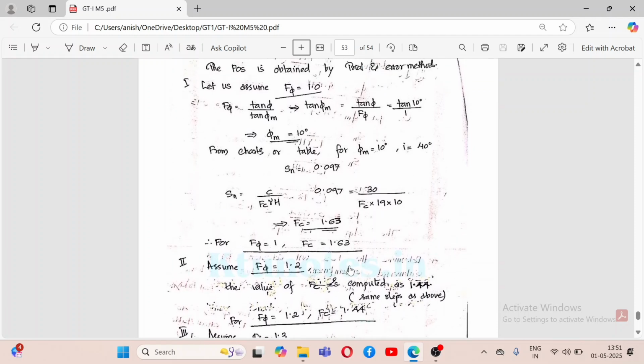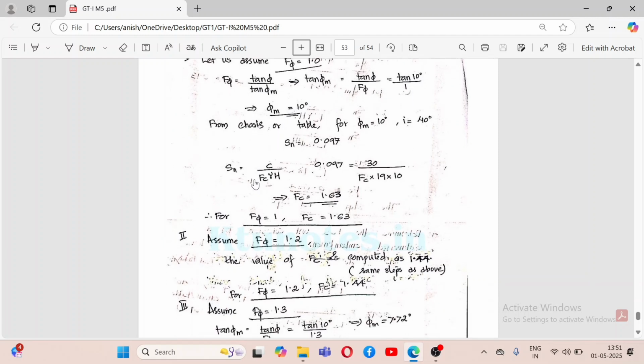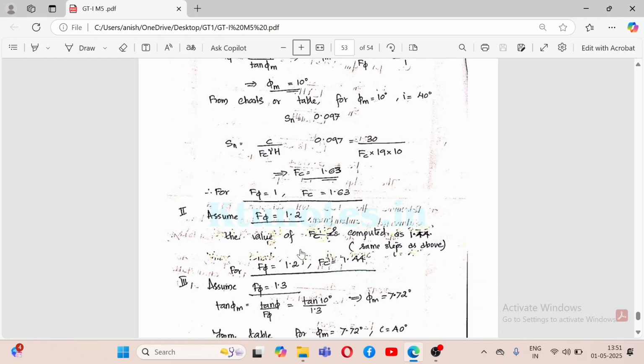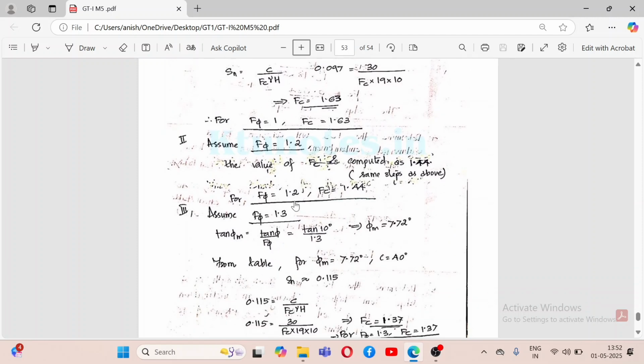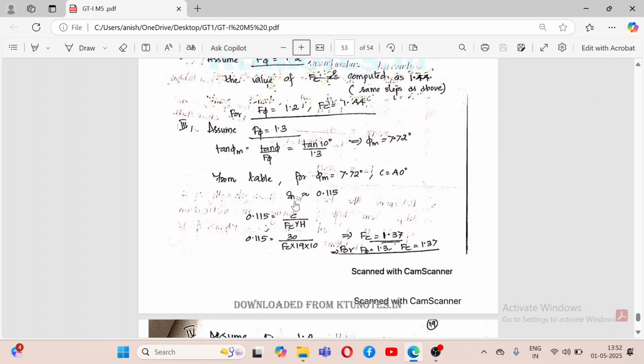Similarly, you assume Fphi as 1.2. Same method: Fphi is equal to tan phi divided by tan phi m. You substitute tan 10 divided by Fphi, which is now 1.2. Correspondingly you get phi m. Then again you find the stability chart number. Then you do it for 1.3 and 1.4, so as to draw a chart.